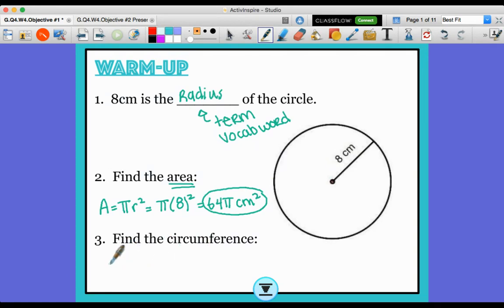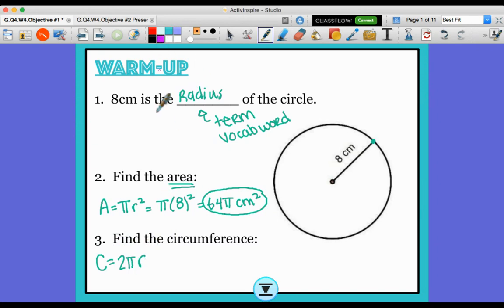What about their circumference? The circumference is like the perimeter of the circle. That's like if I started right here, or really anywhere, and I went the entire way around the circle. It's the distance traveled around. So the circumference is 2 pi r. Circumference is 2 pi r.